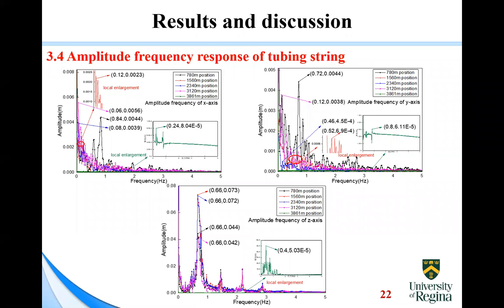This is the amplitude frequency response of the tube string in different directions, according to the x-axis, y-axis, and z-axis. We can see the x-axis and the y-axis are more complex, but the frequency of the tube string is low, just about 1.08. For the z-axis, the main frequency of the tube string is about 1.66.